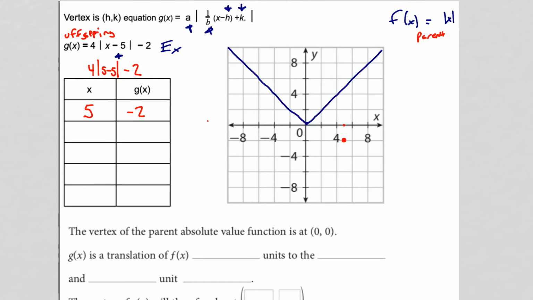So there's 1 point on our graph. So I pick 5 for my graph. Let me see what happens when I pick another point. Let's see what happens when I select 6. So I'm going to do the work down here.